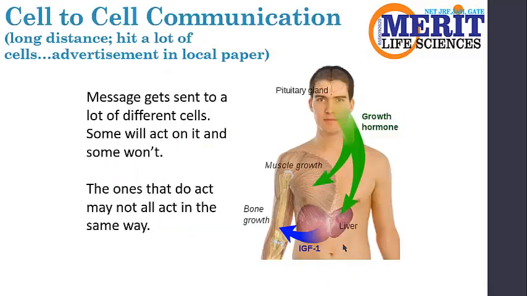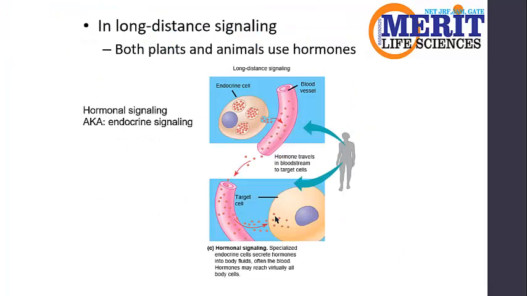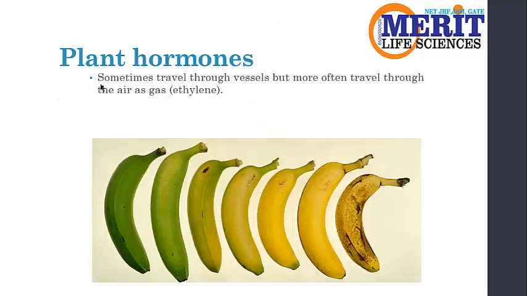Okay, so not taking too much time, if we'll talk about the long distance cell-to-cell communication, a message is sent to lots of different cells. Some will act on it. For example, endocrine signaling. There are hormones released in the blood, and they reach different parts of the body, and they show their effect. So both plant and animal use such kind of signaling, hormone signaling. I have discussed endocrine signaling.